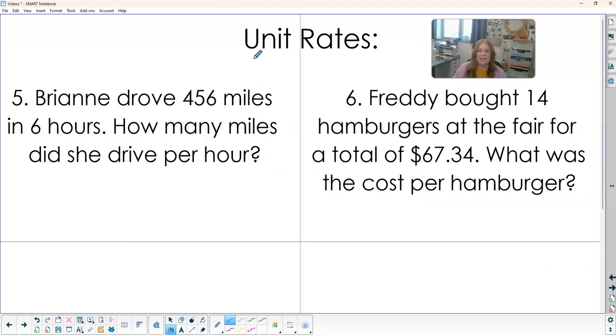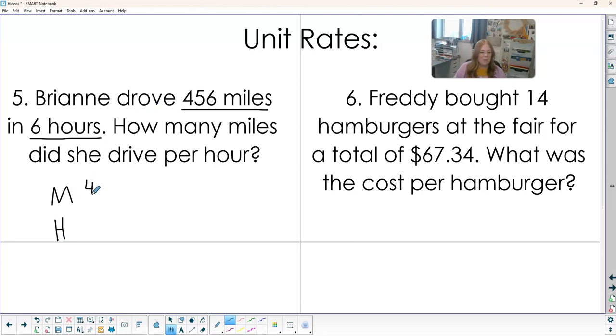Okay, next up we have a section on unit rates. Remember, unit is 1, so we're trying to find out how much is 1. So it says Brianne drove 456 miles in 6 hours. So we have miles and hours. Get those labels. Miles, hours. You need your labels. I won't take your work without your labels.